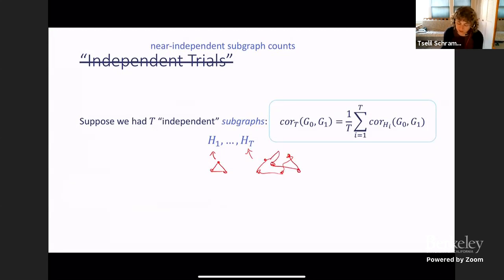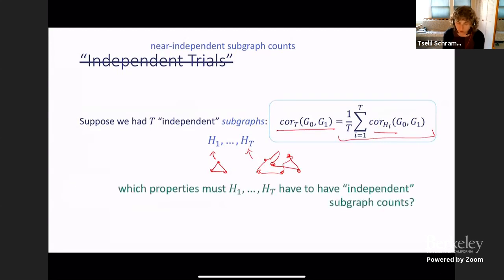If we have T independent subgraphs, then we could do this same experiment. We could have the correlation be the average over these T different subgraphs of the correlation of those subgraphs. Now the question is, what properties do these different subgraphs have to have in order to have independent-seeming subgraph counts?